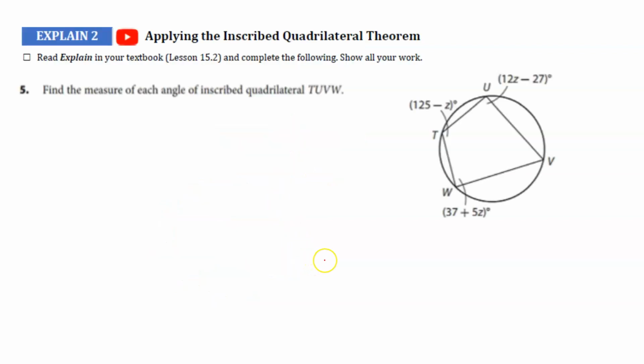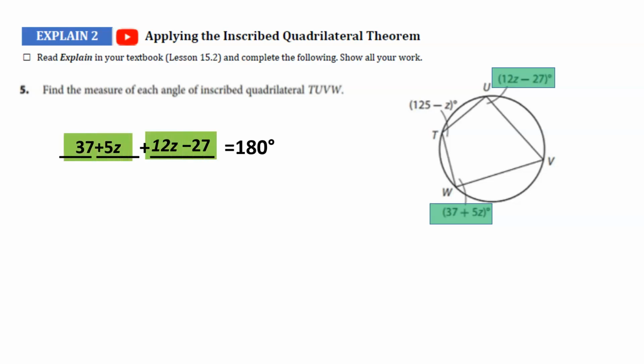All right, moving on. So I know this is not algebra class, but we're going to set up an equation. Notice how W and U are right across from each other, so we're going to add those together and have that equal to 180. We're going to solve for Z, because once we find Z, we can actually figure out each one of these angles that you see here. All right, so let's take some time.